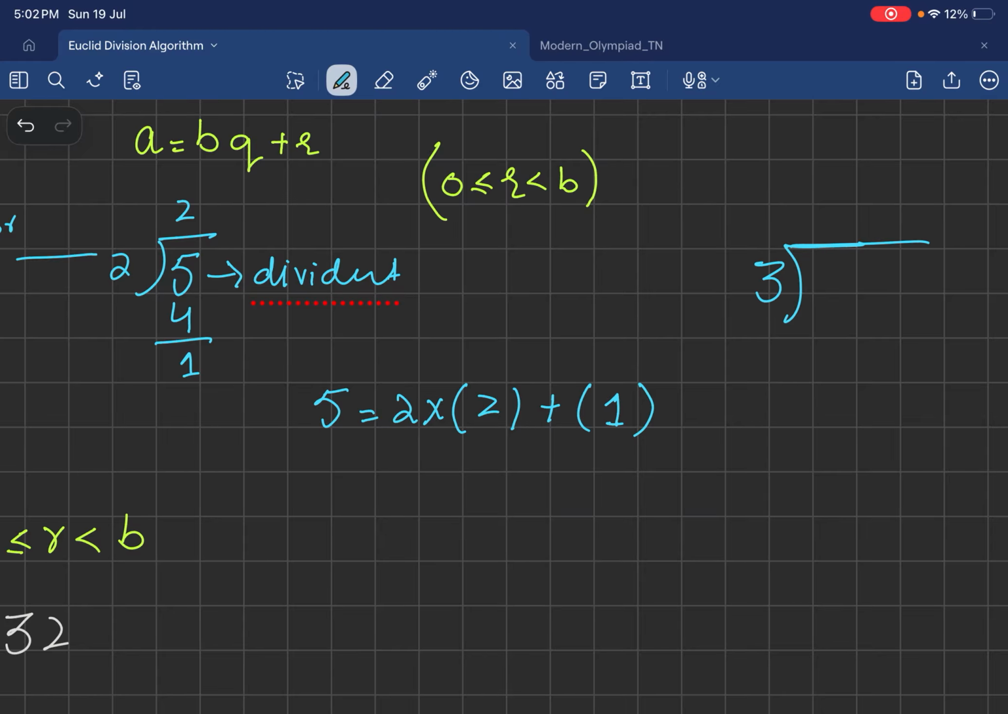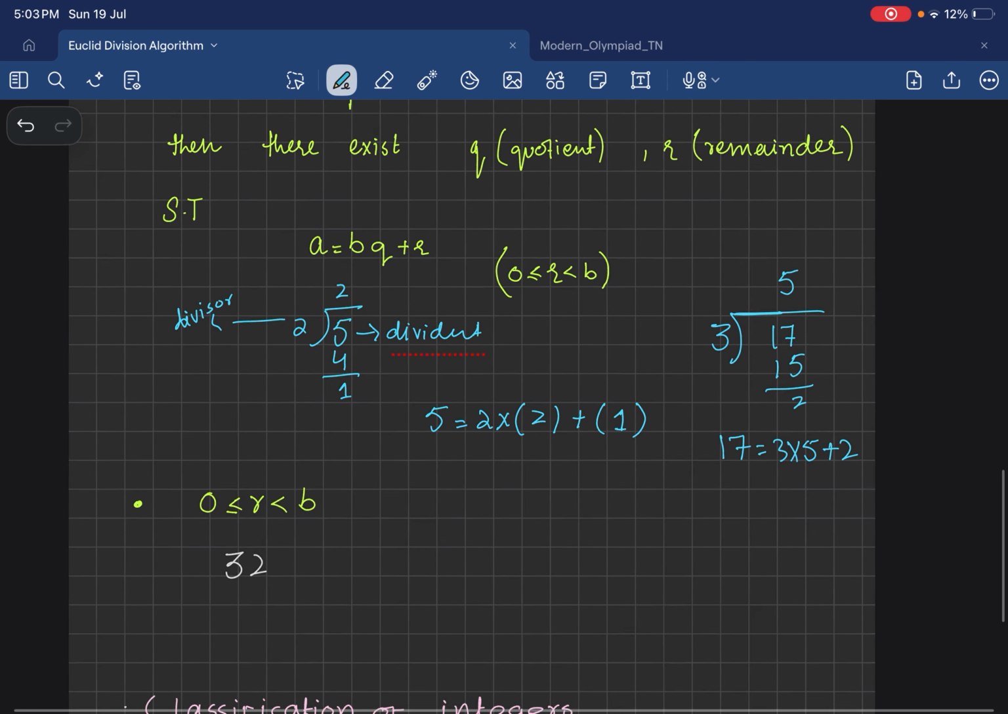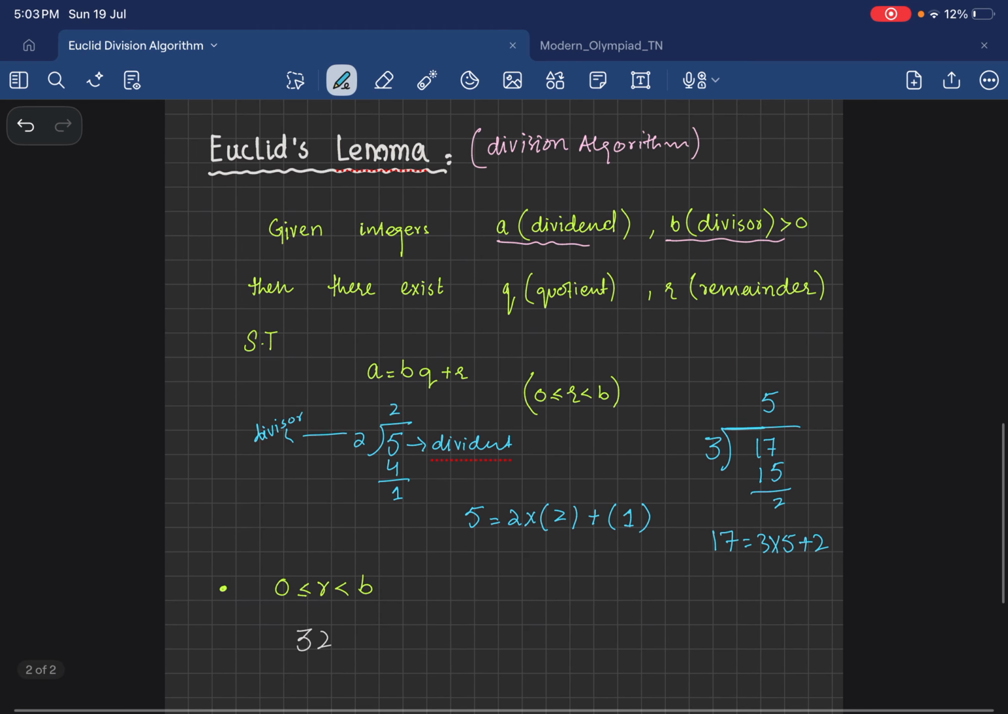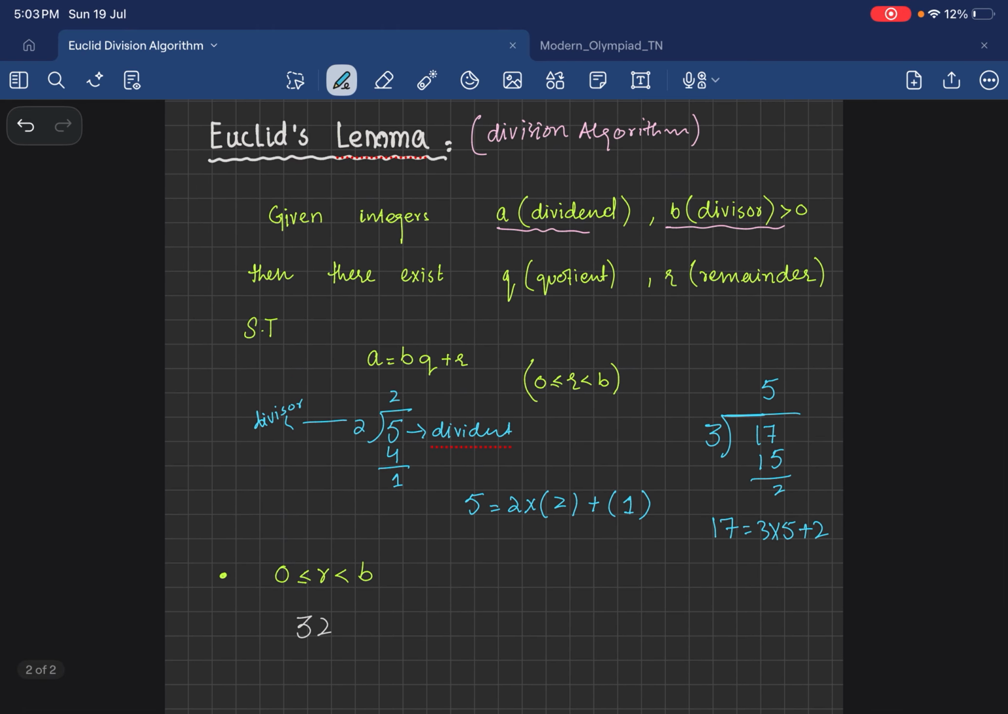The same goes for any other number you divide. Let's say you try to divide 17 by 3. 3 5s are 15 and you get a remainder of 2. Then you can write 17 as 3 times 5 plus 2. So what this says is there always exist an integer q and a remainder r such that you can write the dividend and divisor as such.